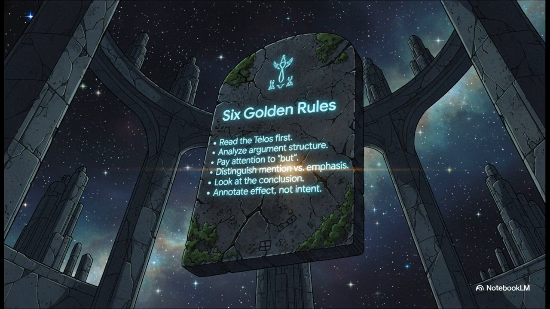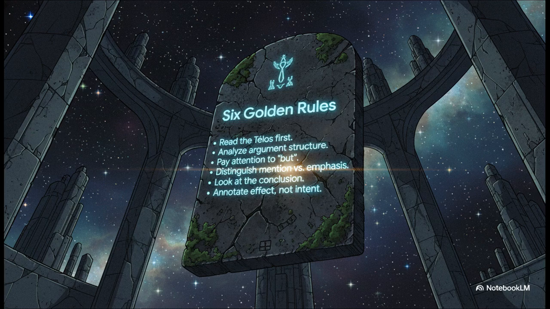Now, to help you navigate this, we've got 6 golden rules for you. I'd say pause and read them all, but I want to point out 2 that are absolute game changers. Number 5, always look at the conclusion of the text. If it ends by dwelling on a problem, phi is probably the dominant force. If it ends on a solution or a call to action, FC is dominant.